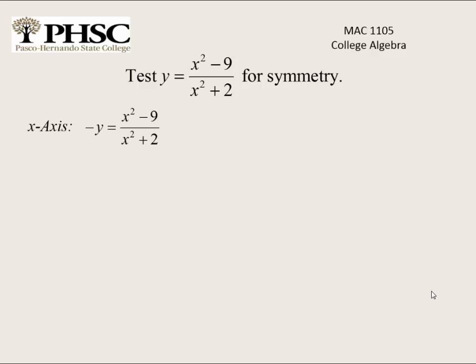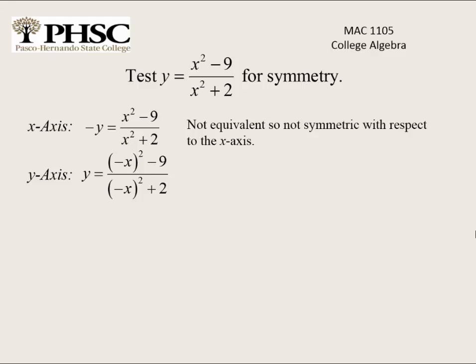So here's the x-axis. We replace y with negative y, and it's not equivalent. So this is not symmetric with respect to the x-axis. The reason is that if we multiply everything by negative 1 so we end up with a positive y, we end up with a negative (x squared minus 9) and then a negative (x squared plus 2), so it's not equivalent.